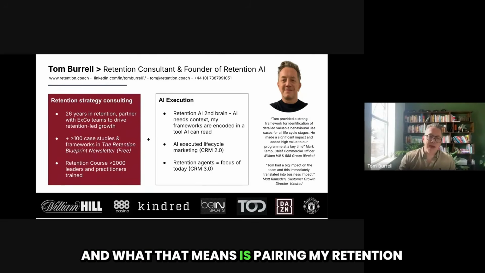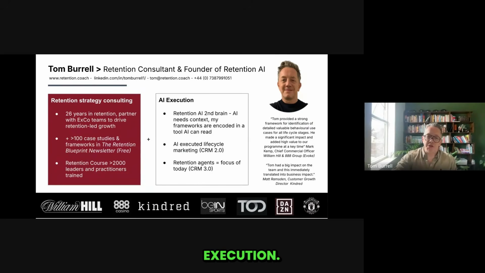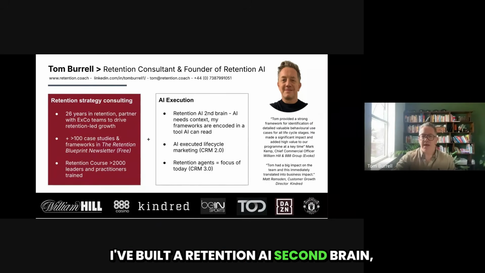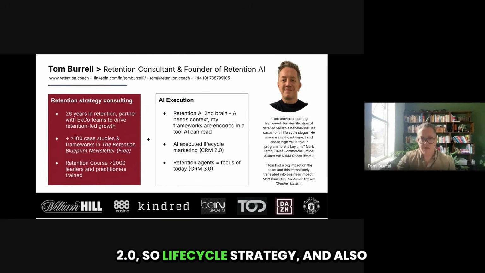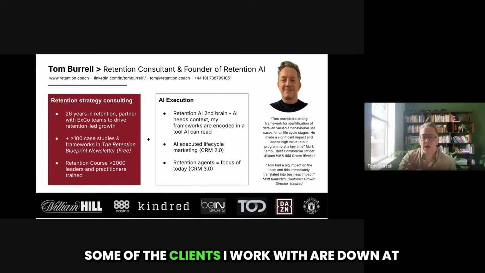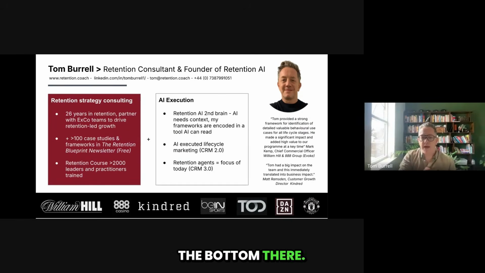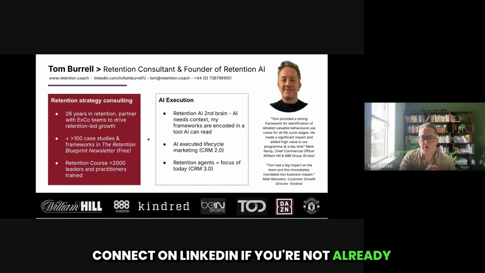And what that means is pairing my retention strategy consultancy experience with AI execution. I built a retention AI second brain, which I will talk to you about in this call. And I help clients with AI executed CRM 2.0, so lifecycle strategy, and also building CRM agents. Some of the clients I work with are down the bottom there. If you want to know more about my background and experience, obviously connect on LinkedIn if you're not already connected.